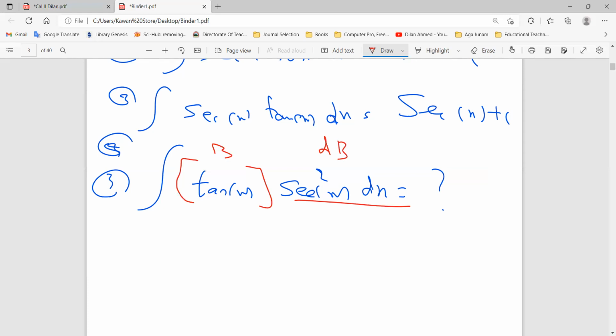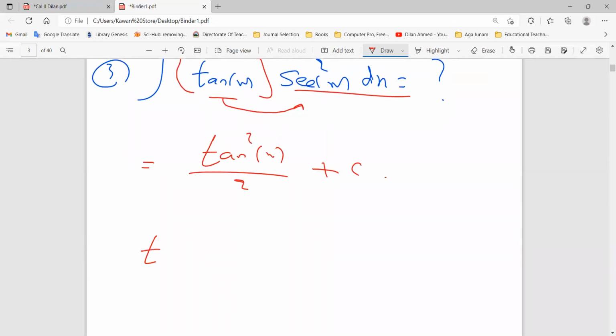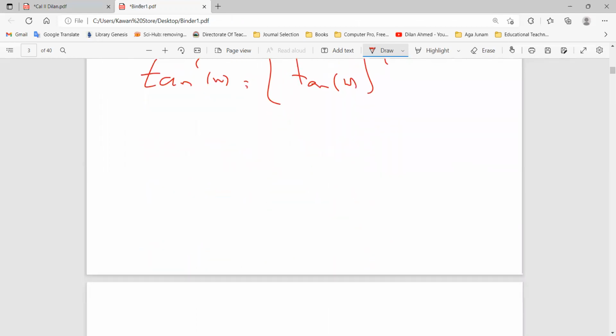So secant square, I know, is equal to tan. So derivative of tan is what? Secant square. So now I am changing that one to tan square over 2 plus c. In the previous lecture, I gave you that idea. Tan of square of x is equal to tan of x square. Am I right? We deal with that one, the sine and cosine. The same thing is true for the other function.